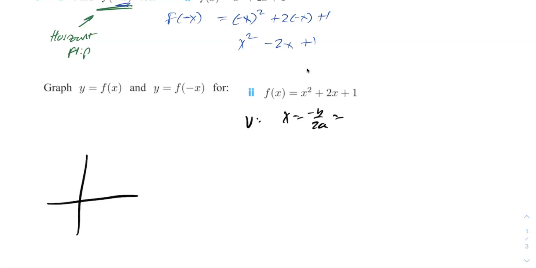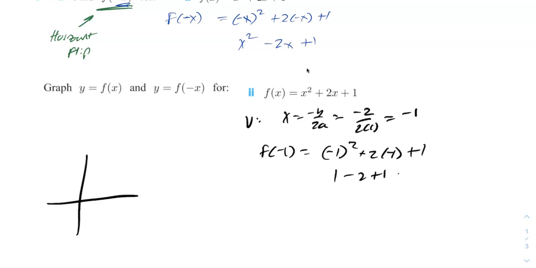I'm over here. So negative 2 over 2 times 1. So I get negative 1. If I substitute it back in, negative 1 squared plus 2 times negative 1 plus 1 is 1 minus 2 plus 1. And we get 0. So my vertex is negative 1, 0. And then it is positive, so it opens up. So it looks like that.